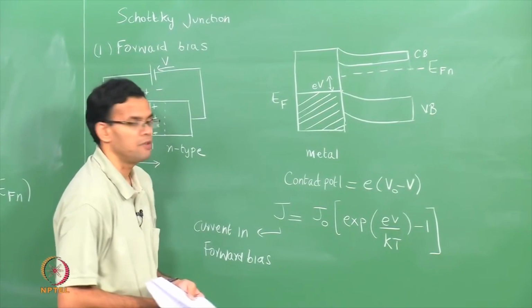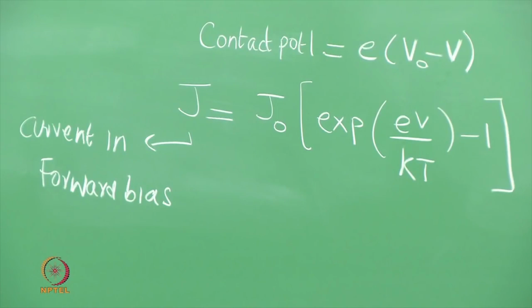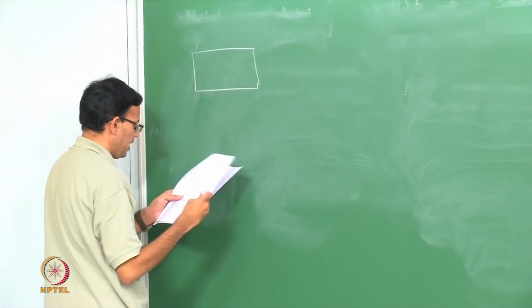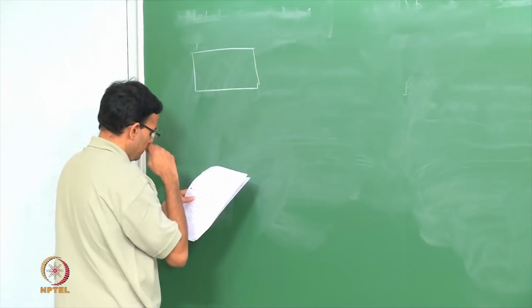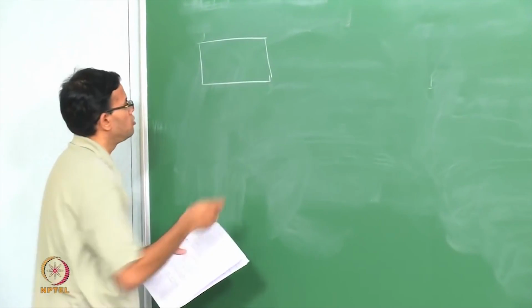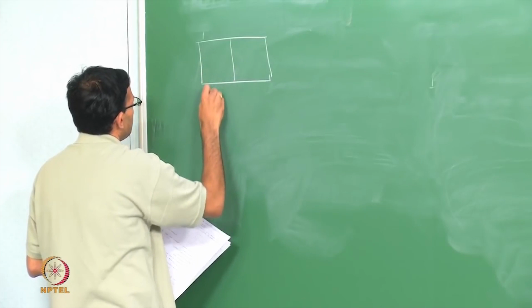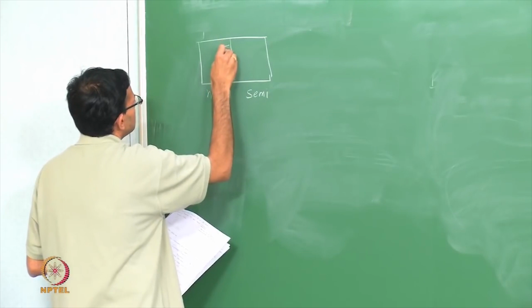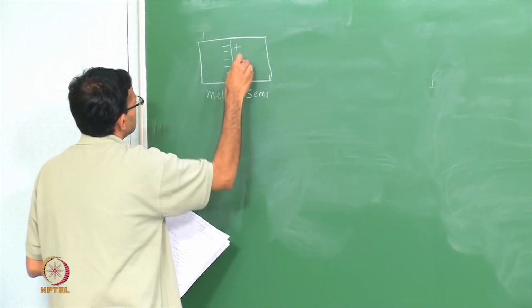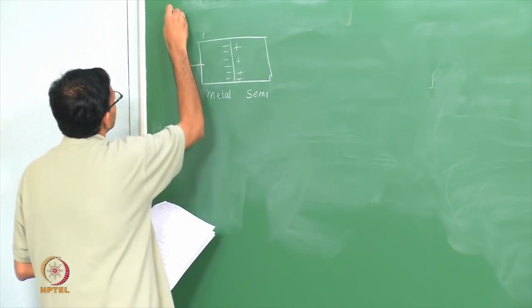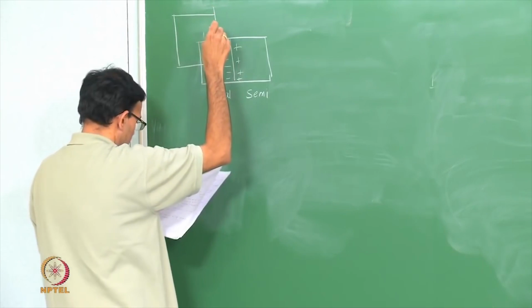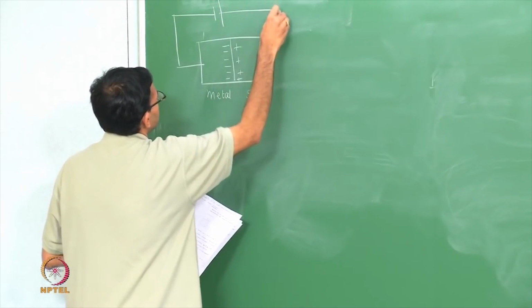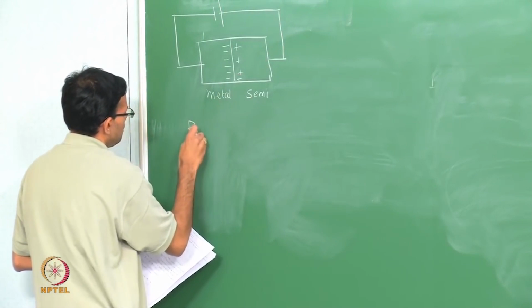So, what happens if we apply a reverse bias? In the case of a reverse bias, the metal side is connected to a negative and the semiconductor is connected to a positive. So, this is the metal, this is the semiconductor. So, this is reverse bias.